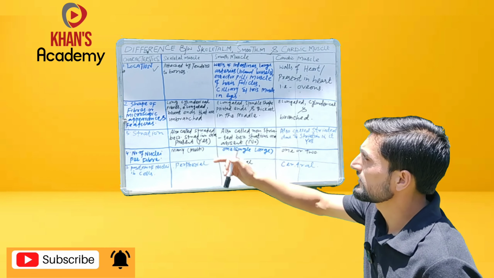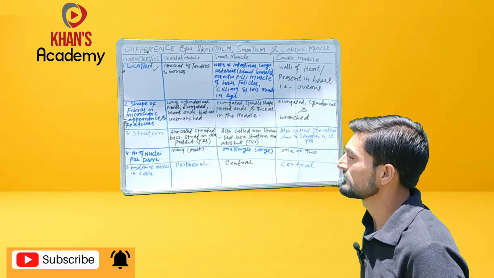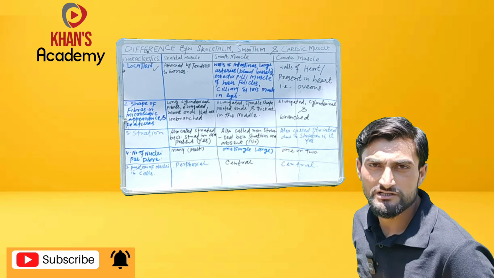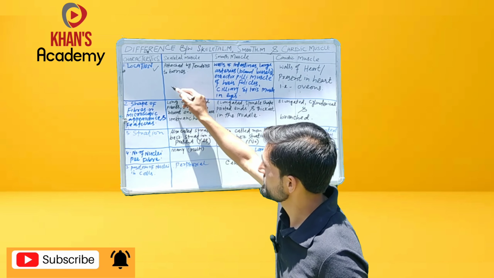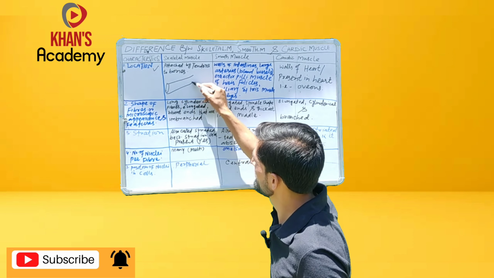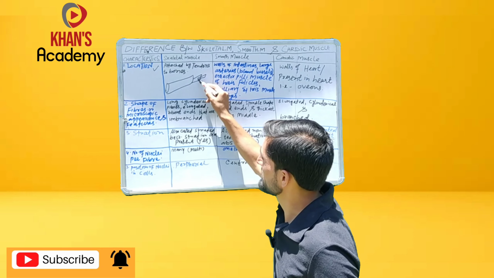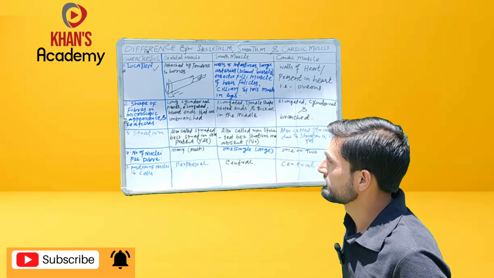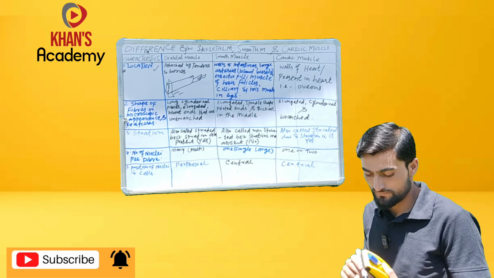First of all, we have the location. When it comes to the location, skeletal muscles are attached by the tendons to the bones. Means they are attached by the tendons to the skeleton.